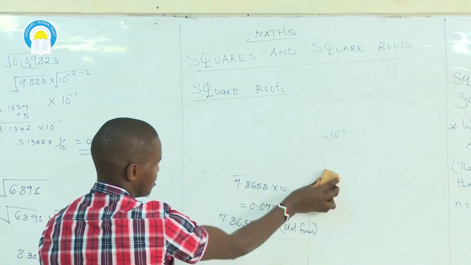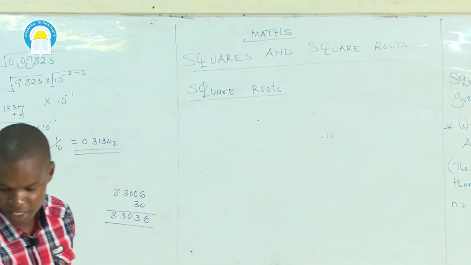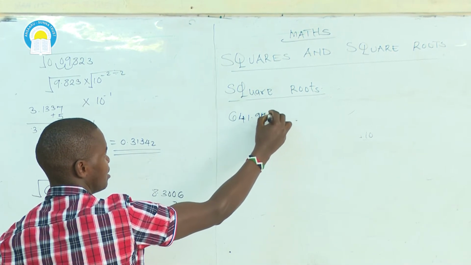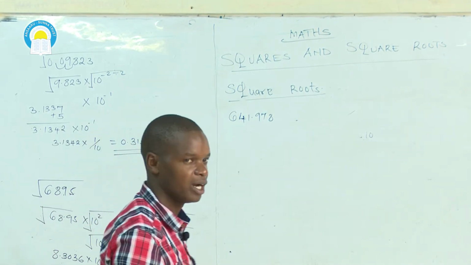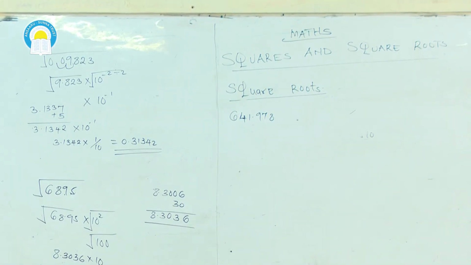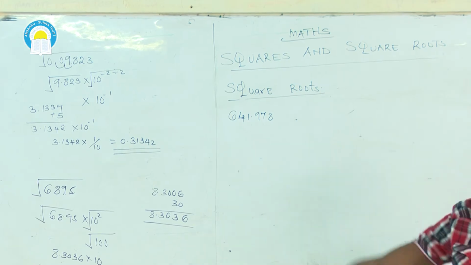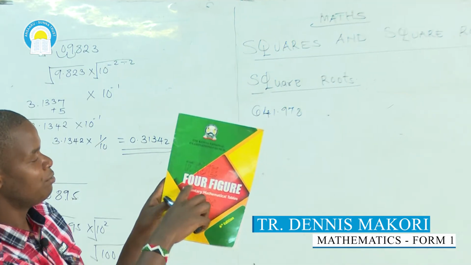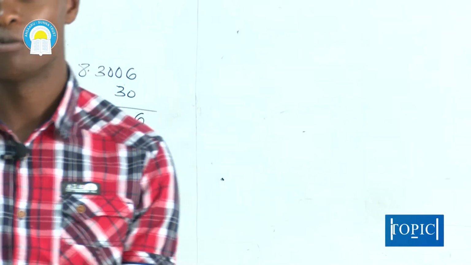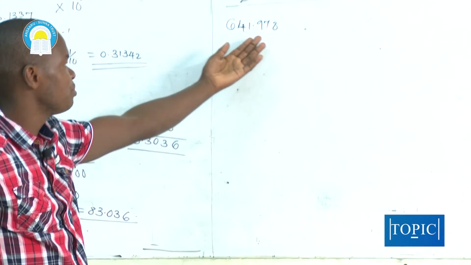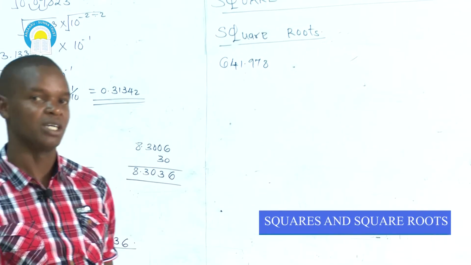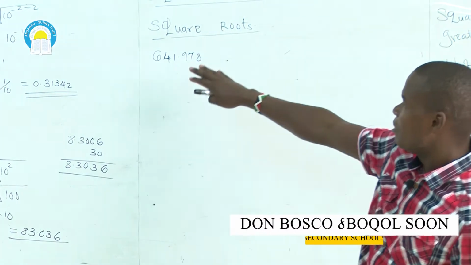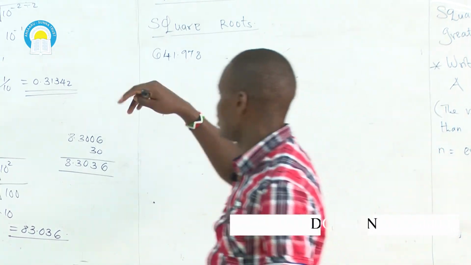Another example is we want to find the square root of 641.978. First of all, when you look at this number, it's more than 4 digits. At the front page of your mathematical table, we have 4 figures. We don't have 5 figures or 6 figures. So this means all numbers whereby you are supposed to find the square root must be to 4 figures or 4 significant figures. We are going to cover significant figures in the next topic, which is length. But for now, remember the number must be 4 figures. So round off this number to 4 figures.